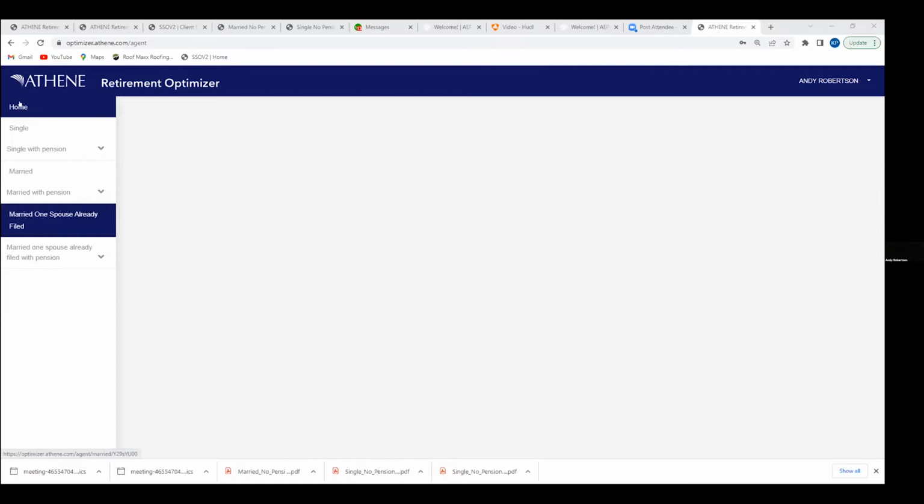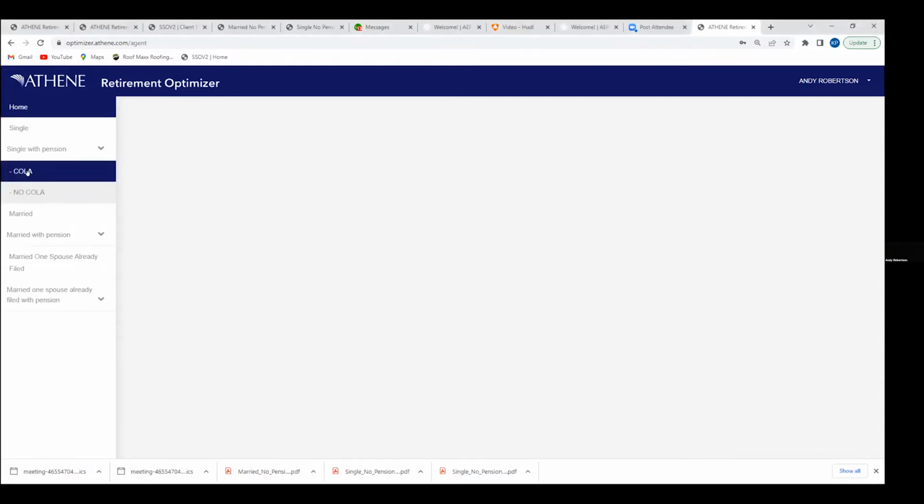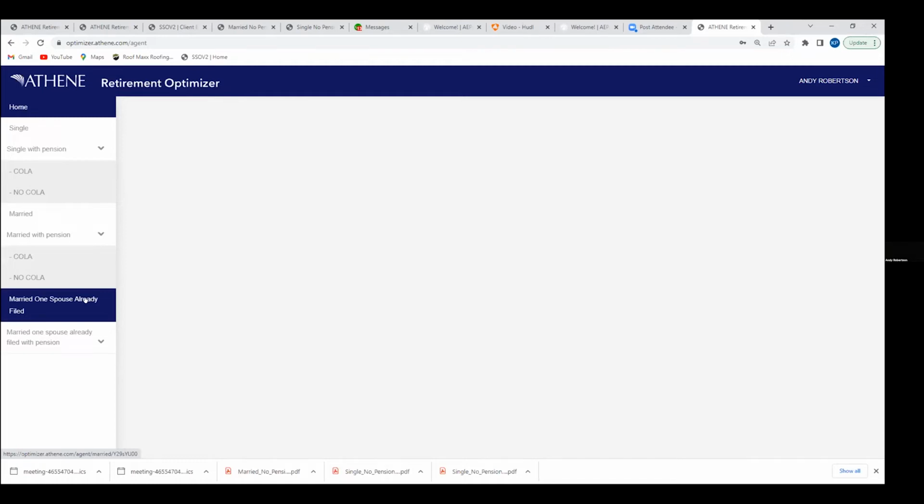Now, on the left side, when you come into the software, the first thing you'll see are what I call scenarios. So we've got single with a pension, and if somebody has a pension, we want to know, does that pension come with an automatic cost of living adjustment or not? The reason for this is, if a plan has a cost of living adjustment built in, then the income gap that we're going to calculate is going to be different than a plan that does not, right? And then married with pension, COLA, no COLA, for the same reason. And then married, one spouse already filed.